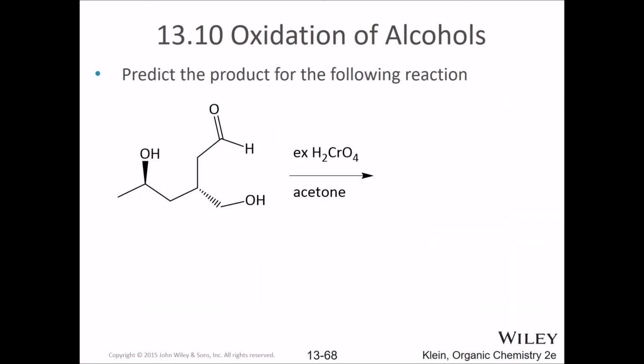Now predict the product for the following reaction. So if I have excess, not sure why it's drawn like that. I guess Klein does it like that. I'm generally going to say excess. Either of these means the same thing. This is chromic acid, which is here, and acetone. What are you going to get? Pause the video, and I'll write the answer out here.